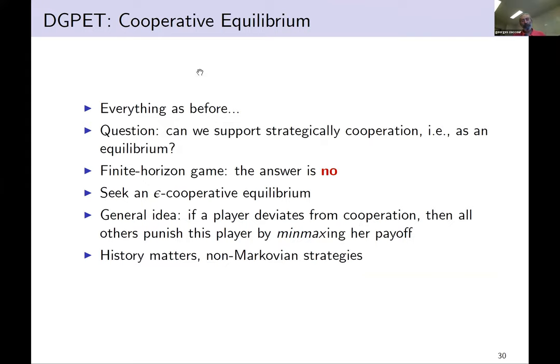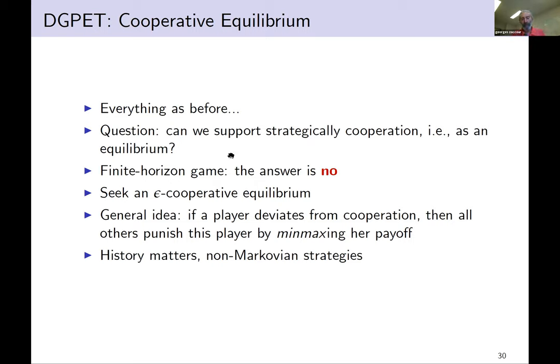So now, instead of having node consistency, what I would like to do is to build a cooperative solution that is also in equilibrium. As I mentioned in the introduction, this is the best of two worlds, because cooperation is the best solution, collectively speaking, and equilibrium gives me stability, because no player will find it optimal to deviate from the cooperative solution. So if I can do it, it would be fantastic. Here everything is as before, and the question I'm asking myself is: can we support cooperation strategically, meaning to have it as an equilibrium?